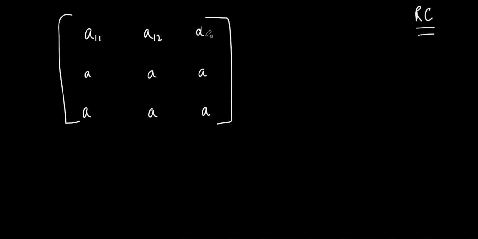What's this going to be? What's this A going to be right here? 1, 3. And then what's this one going to be? 2, 1, 2, 2, 2, 3. And this? 3, 1. Good. 3, 2, and 3, 3.